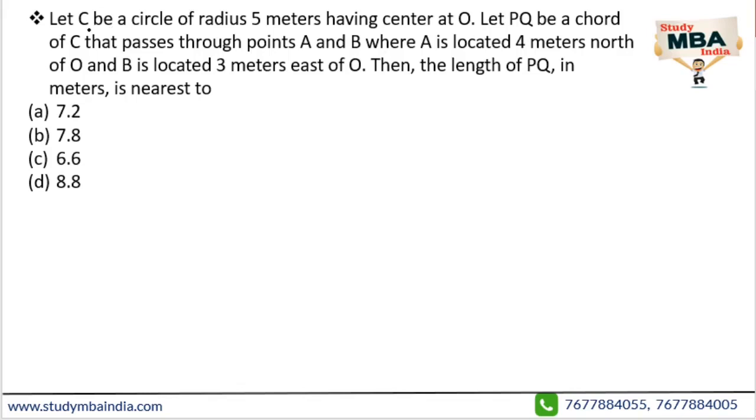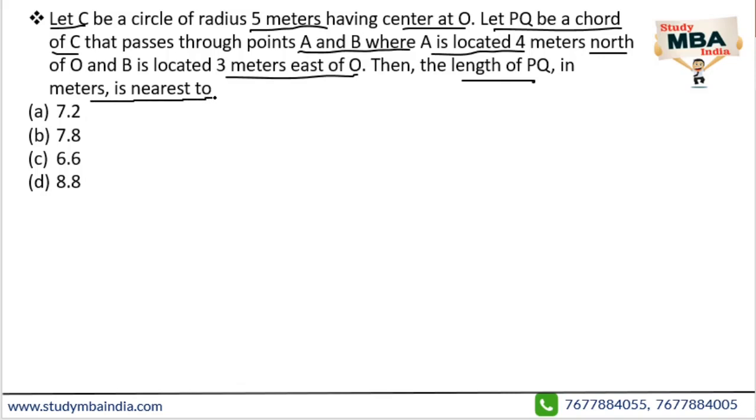Now we'll look at this question. Let C be a circle of radius 5 meters having center at O. Let PQ be a chord of C that passes through points A and B, where point A is located 4 meters north of O and B is located 3 meters east of O. Then the length of PQ in meters is nearest to.